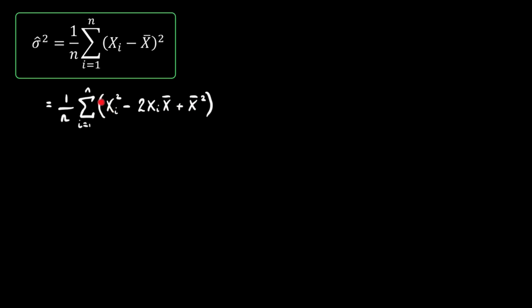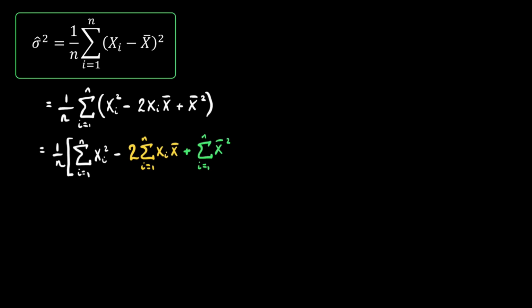Even having squared our brackets, this is still quite difficult to deal with, so let's try and split this up into 3 terms relating to 3 separate summations. So we can write this as being 1 over n times the sum of the xi squareds, minus 2 times the sum of the xi x bars, plus the sum of the x bar squareds.